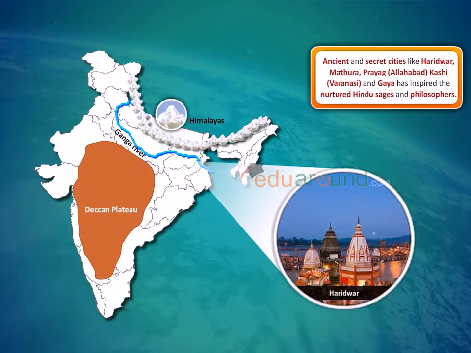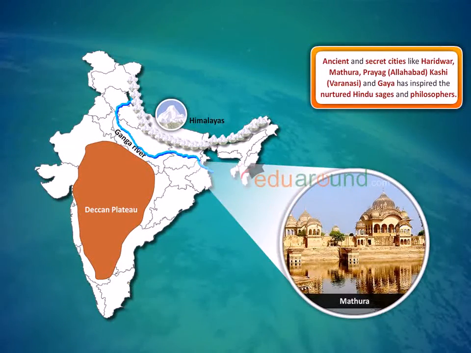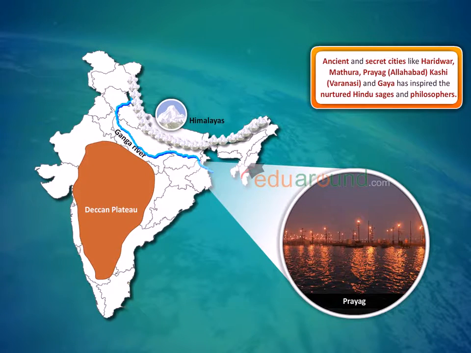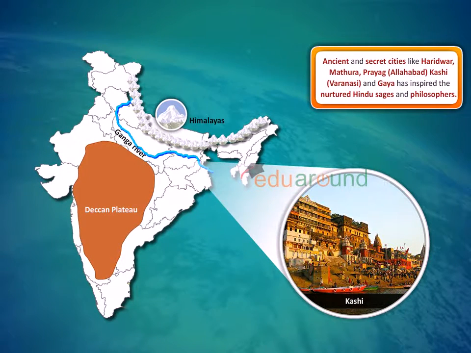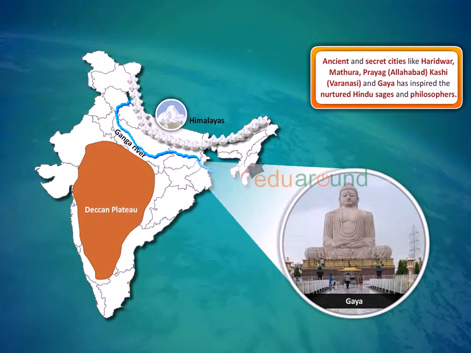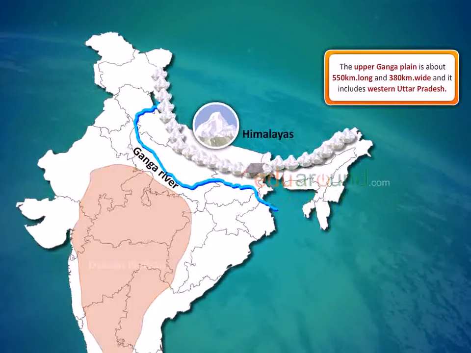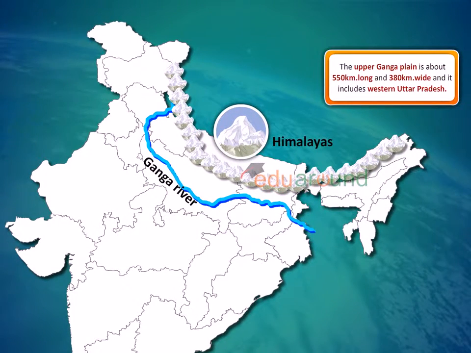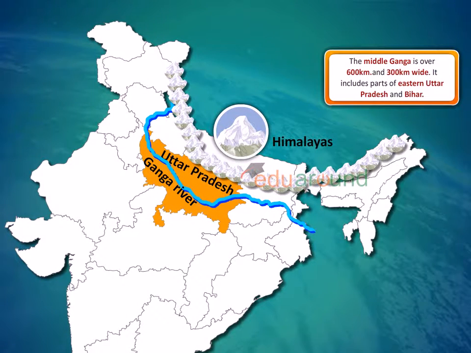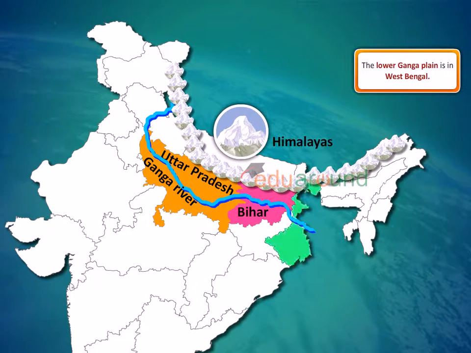Ancient and sacred cities like Haridwar, Mathura, Prayag, Allahabad, Kashi, Varanasi, and Gaya have inspired the mature Hindu sages and philosophers. The Upper Ganga Plain is about 550 km long and 380 km wide, and it includes western Uttar Pradesh. The Middle Ganga is over 600 km long and 300 km wide. It includes parts of eastern Uttar Pradesh and Bihar. The Lower Ganga Plain is in West Bengal.